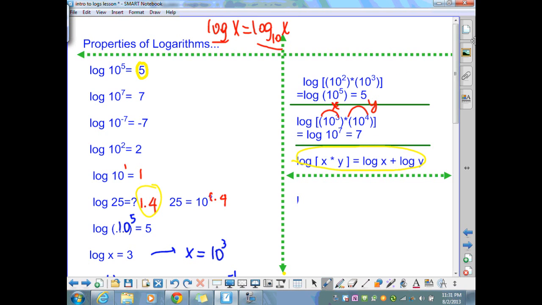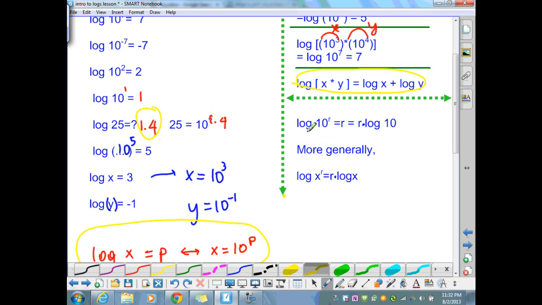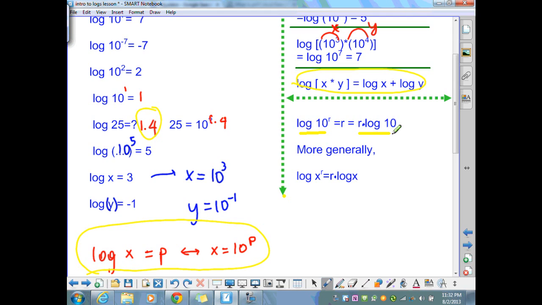And the last special rule that we're going to review is the following. Basically, if you have log of 10 to the r, of course the answer is r based on everything we've seen so far. But you can also write that as r times log of 10, because log of 10 is 1. But more generally, if you have log of x to the r, you can write it as r times log of x. So here, in the above example, it was log of 10 to the r is r times log of 10, but more generally, log of x to the r equals r times log of x.